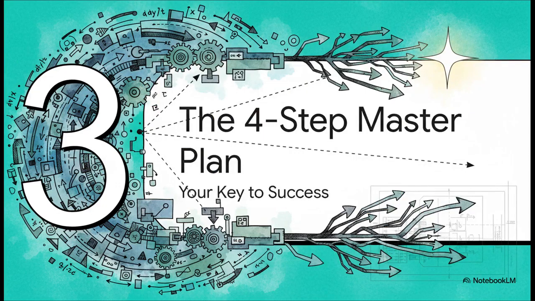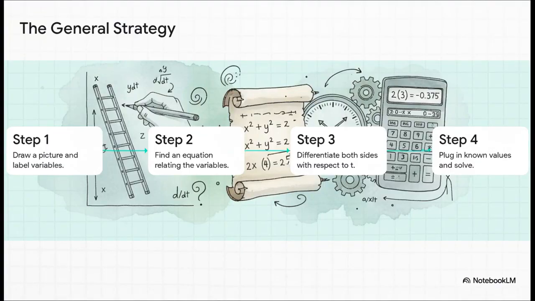Is this all feeling a little abstract? Don't even worry about it. The best part about related rates is that there's a repeatable, super reliable strategy to solve almost any problem they can throw at you. I like to call it the master plan. It's just 4 steps. That's it.